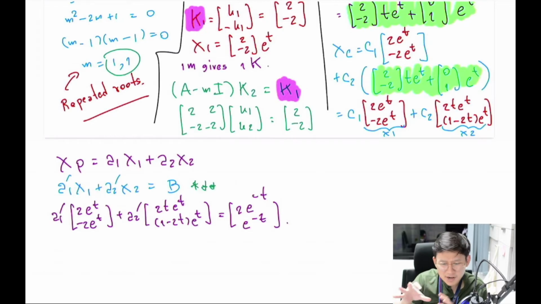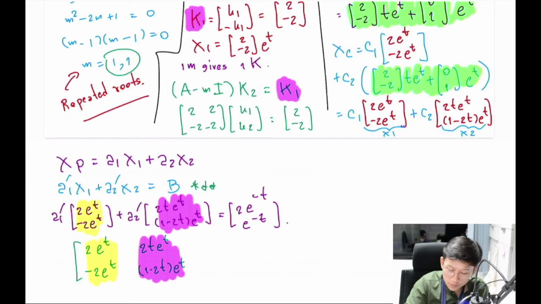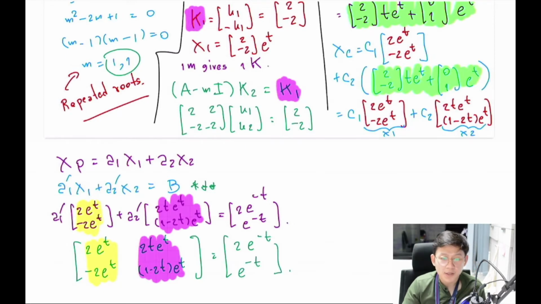Okay, and then we rearrange it a bit, right? We write that down in terms of some matrices. So we have 2e to the t, minus 2e to the t. This is from here. Okay, and then we get 2t e to the t, 1 minus 2t e to the t, and this is here. Okay, and that is equal to e to the minus t, e to the minus t, and that is the system to solve for a1 prime and a2 prime.